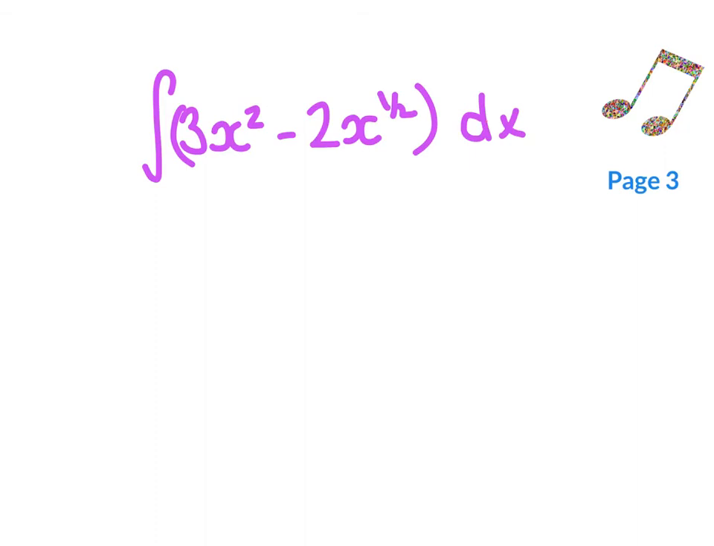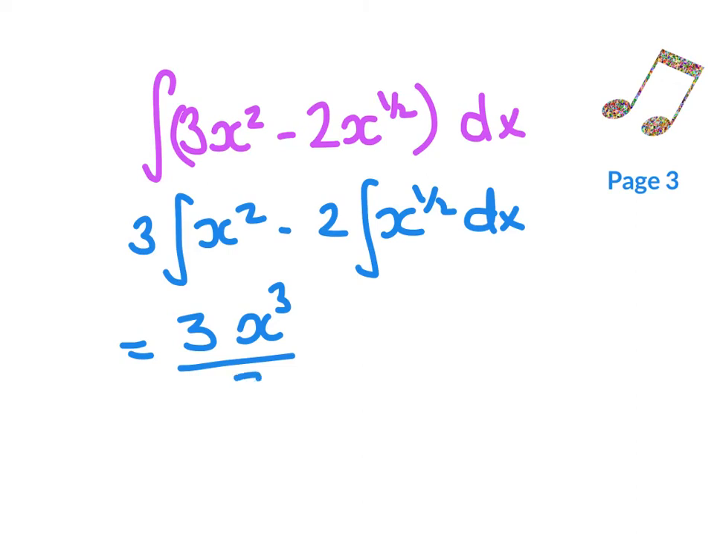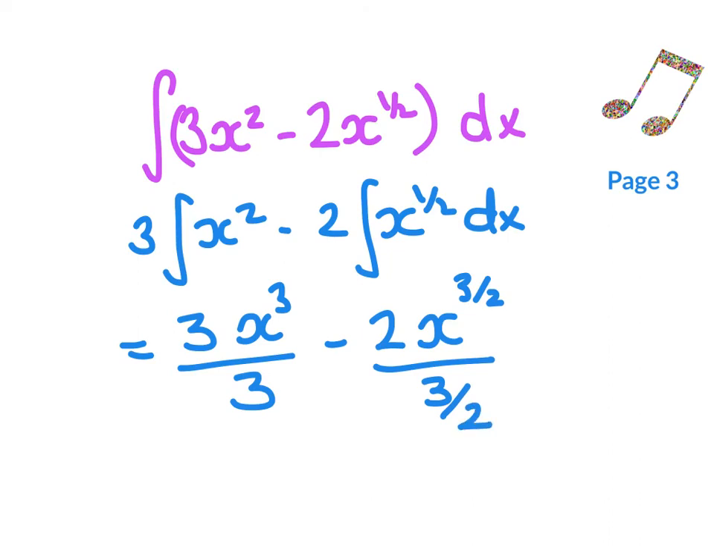And remember, this is the same as the separate integrals. So it's the same as 3 times the integral of x squared minus 2 times the integral of x to the power of a half. X squared becomes x to the power of 3 divided by 3 minus 2 times x to the power of, adding 1 to half gives me 3 over 2. Dividing by 3 over 2, we'll sort that fraction out in a minute, plus c.